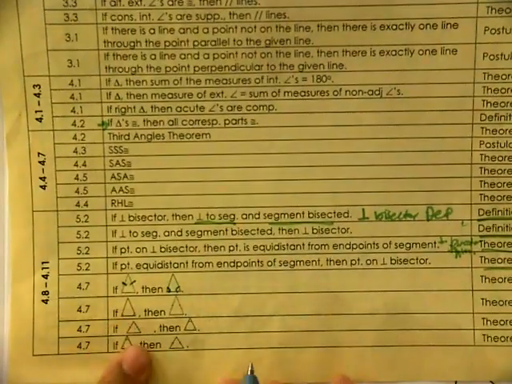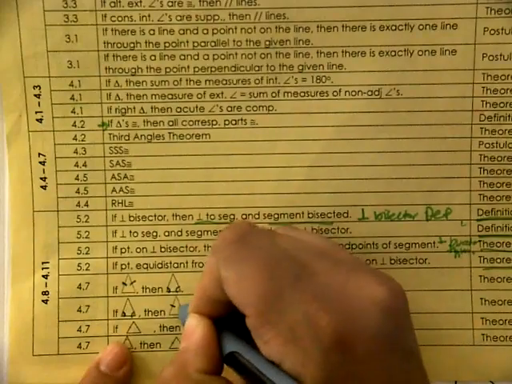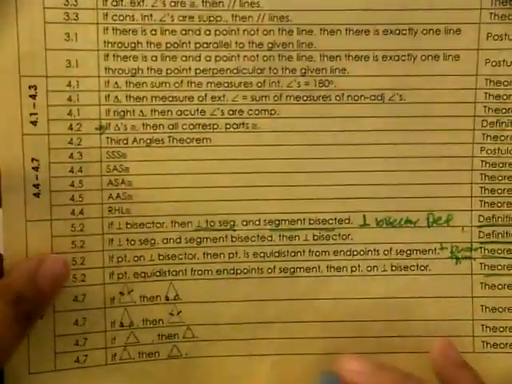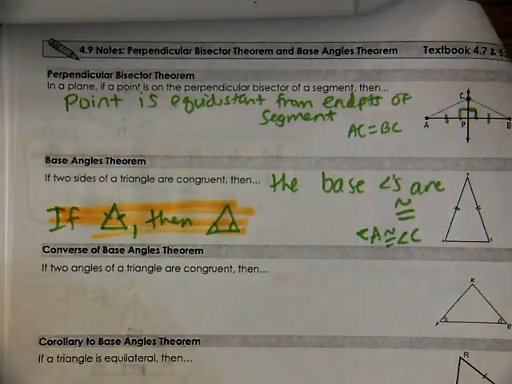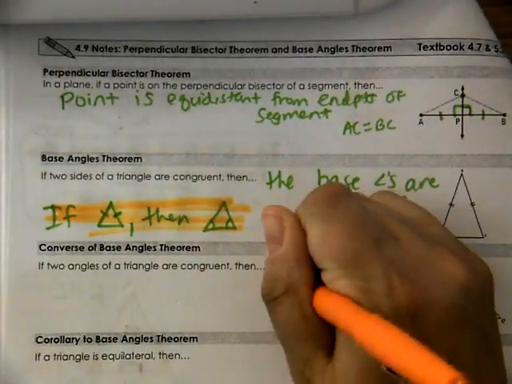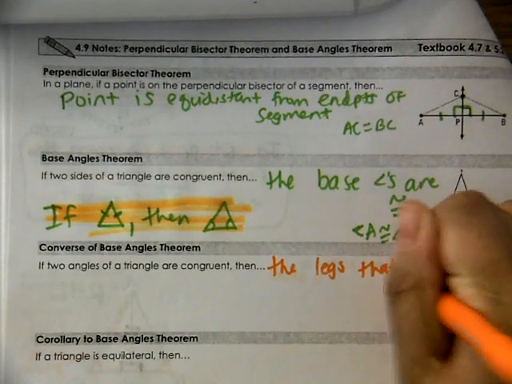And then we're about to do the converse, which basically shows the little rings and then marks the tick marks onto the actual legs. And then we'll finish up with the last two. So this one says if two angles of a triangle are congruent, then the legs that correspond are congruent.